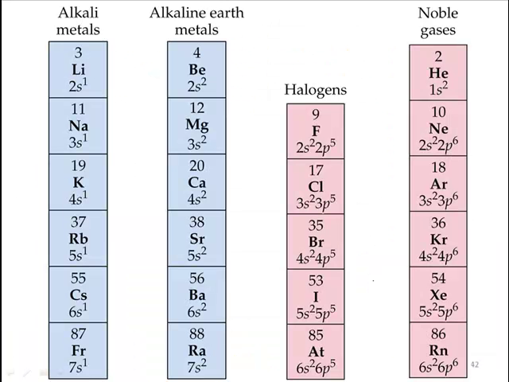Okay? So here are the electron configurations broken up into columns. You notice something similar about all the alkaline earth metals. They're all s2. Noble gases are all what? Most of them are p6 with an s2, except helium. Alkali metals are all the s1s there.